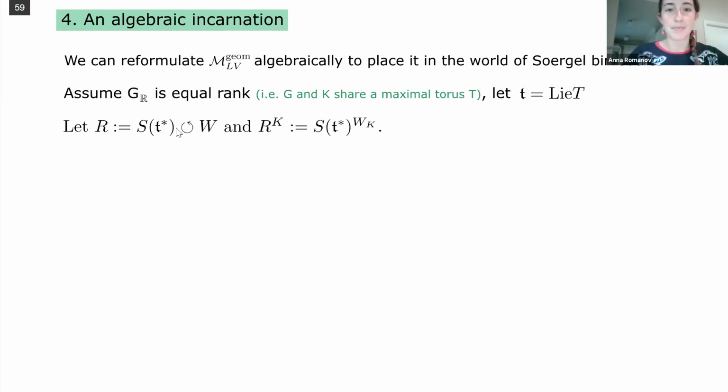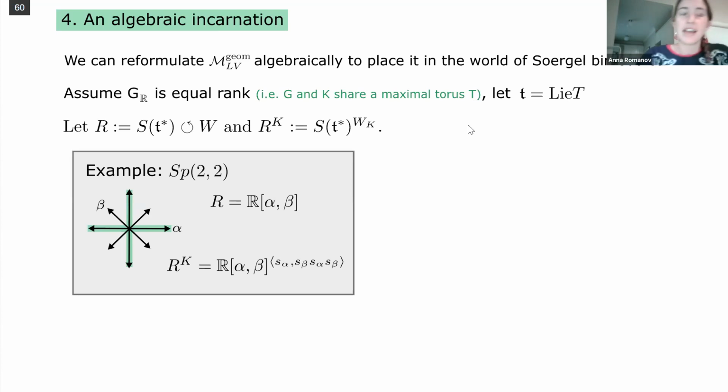Once I have this set up, I can look at the symmetric algebra on t*, and this has a natural action of the Weyl group. Since it has a natural action of the Weyl group, it has a natural action of the subgroup determined by K, and I can take the invariants under that subgroup, and that builds for me a ring. I'll call that ring R^K and the original ring R. For example, in Sp(2,2), our ring R is a polynomial ring in two variables, alpha and beta, and the invariants are the polynomials that are invariant under the two reflections that generate this smaller Weyl group.